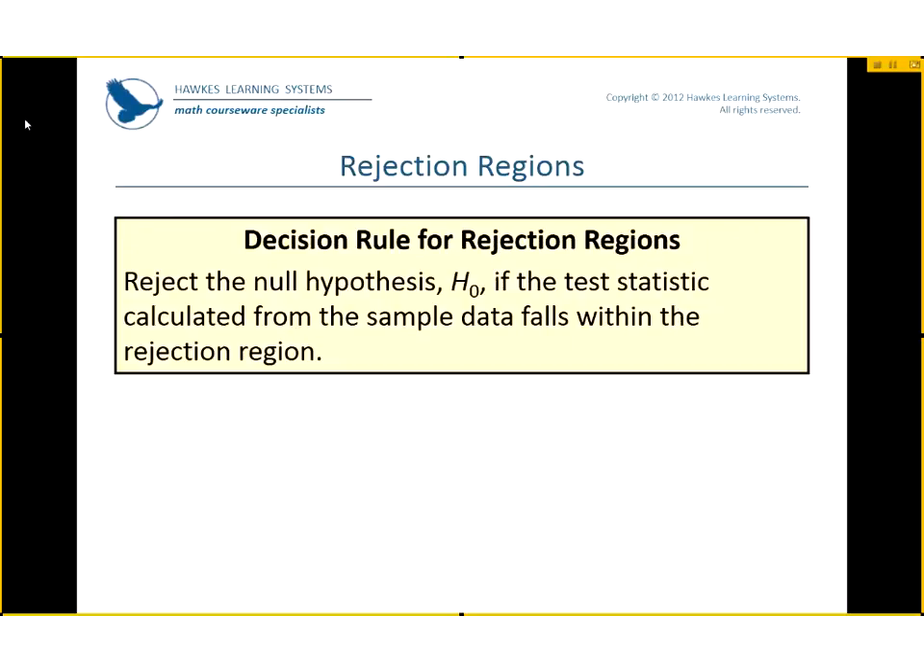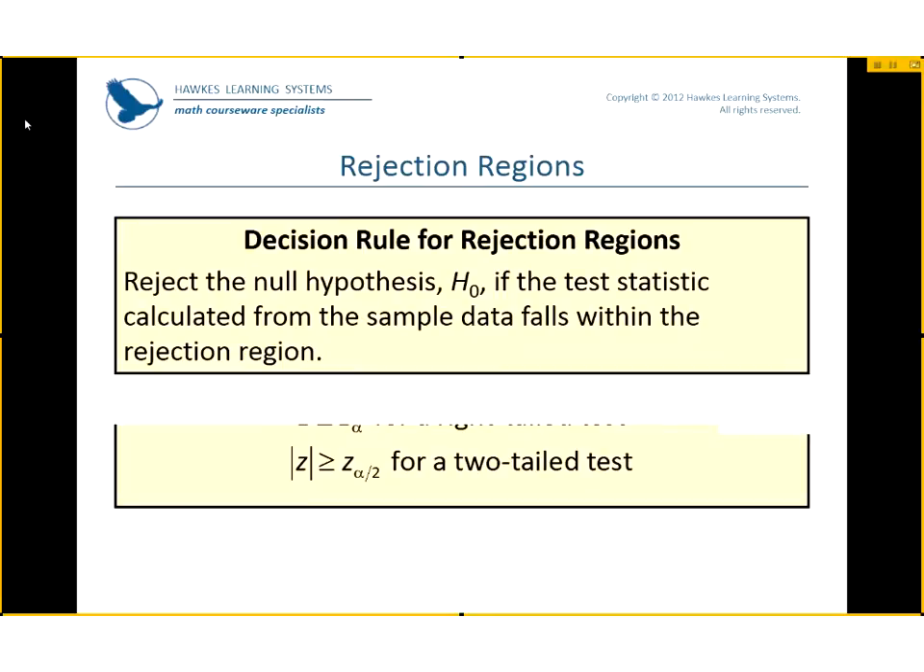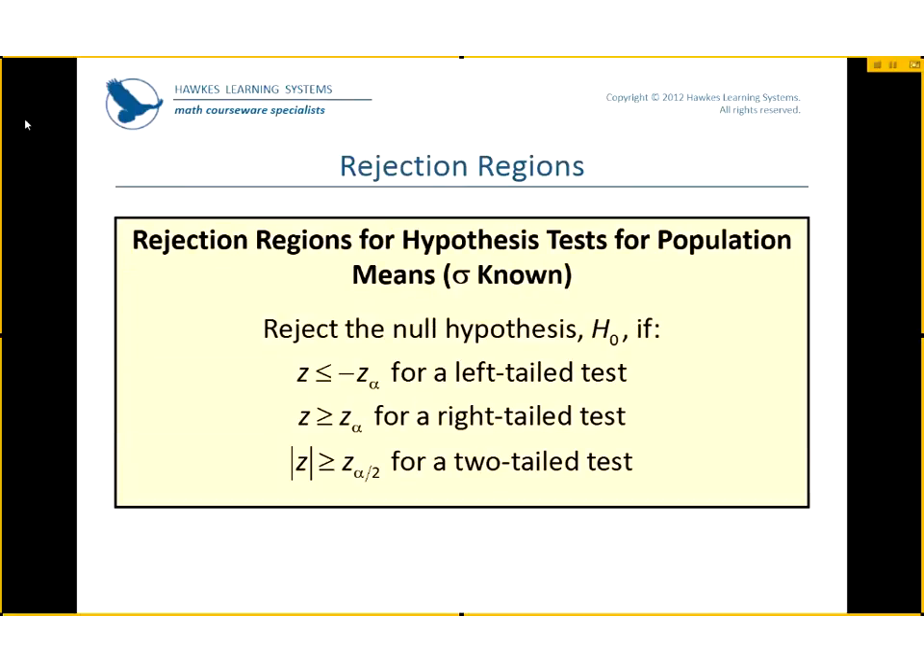Okay, so you're going to reject the null hypothesis, which is H0, if the test statistic calculated from the sample data falls within the rejection region. Okay, so let me say that again. You're determining the rejection region, and if your test statistic falls in that region, you reject your null. Okay, so here's another way to think about it.